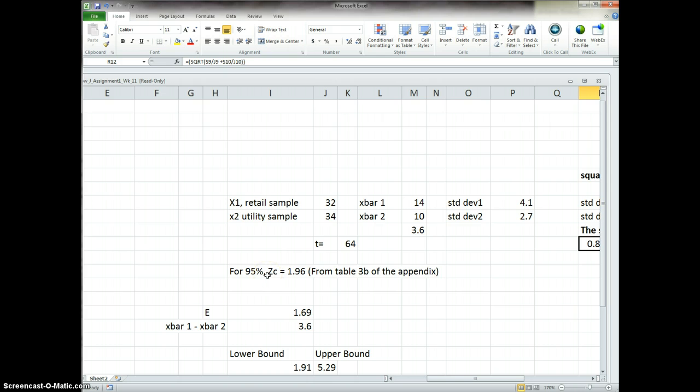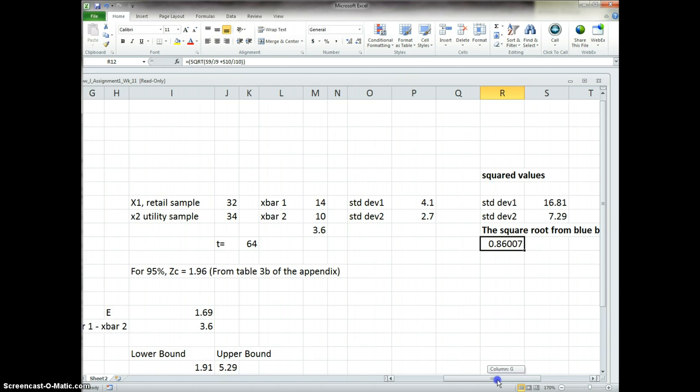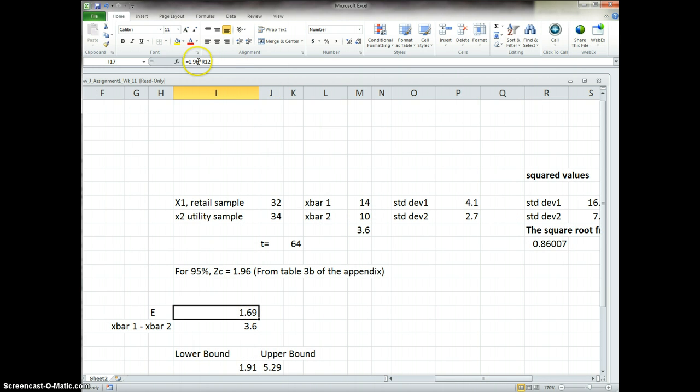And you have to look up what z sub c is for 95% confidence, and you look at table 3b and you get 1.96. So to figure out E, then you just do 1.96 times the value of that large square root that we figured out. So I did that here, 1.96 times the 0.86007. So you get 1.69, and that's our error of estimation.